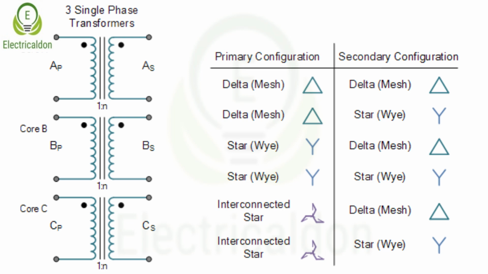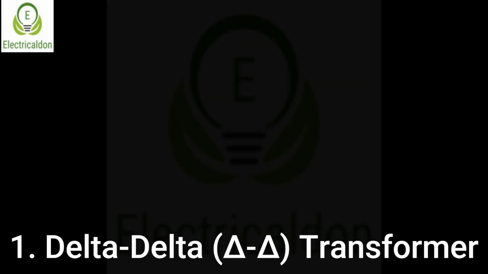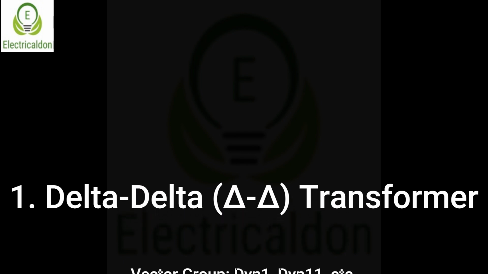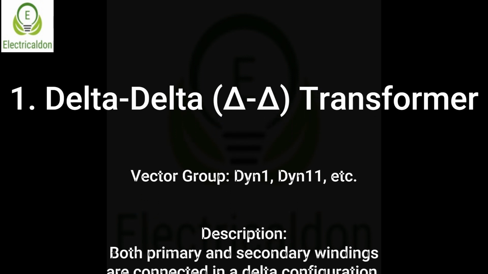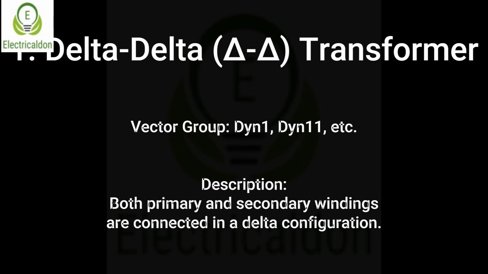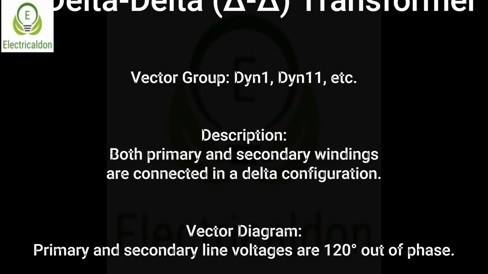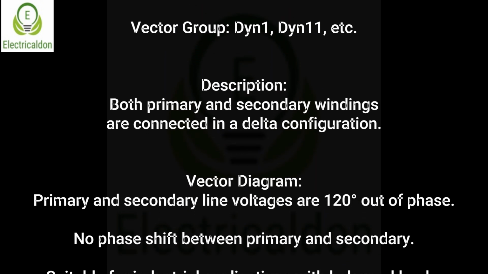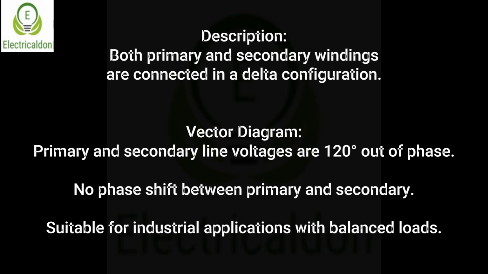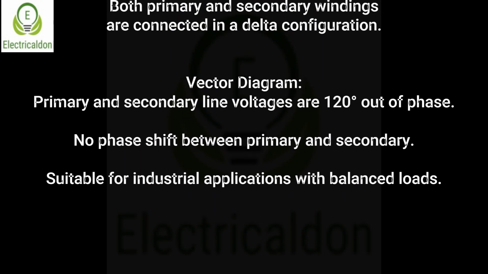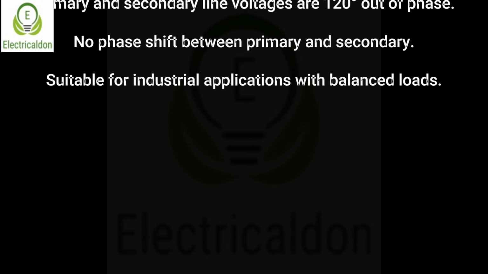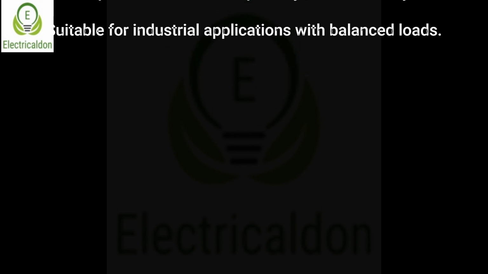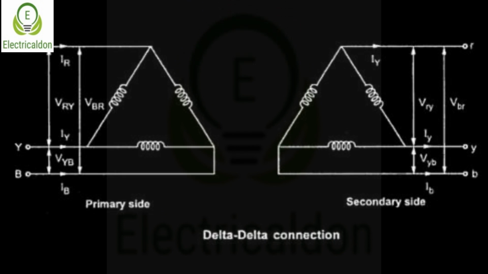Delta-Delta transformer. The Delta-Delta transformer has both primary and secondary windings connected in a delta configuration. In this setup, the primary and secondary line voltages are 120 degrees out of phase with each other. There is no phase shift between the primary and secondary windings. This configuration is typically used in industrial applications where balanced loads are common.